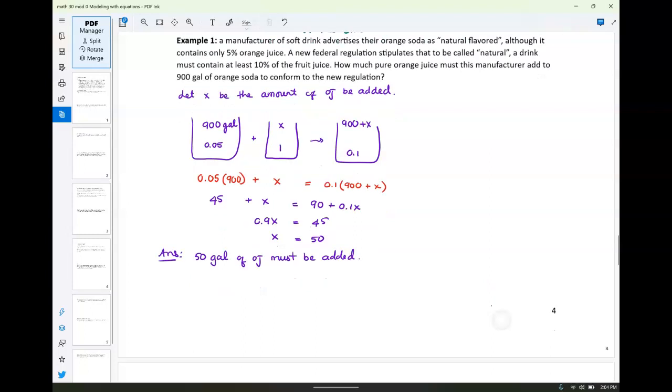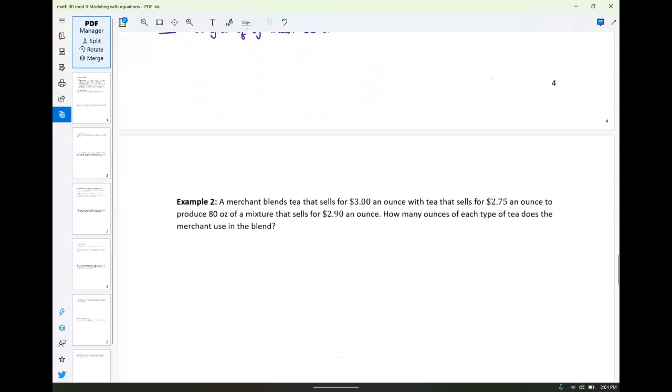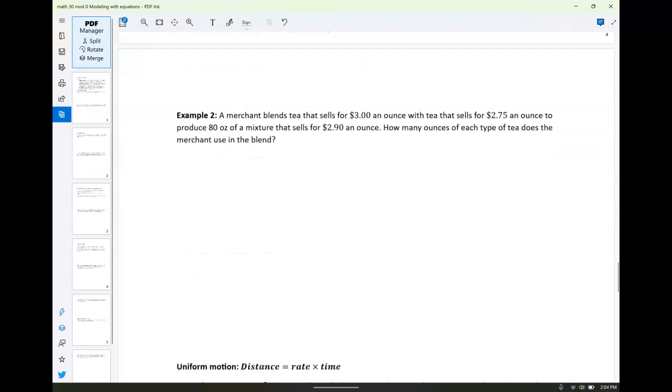Let's take a look at the next problem. A merchant blends tea that sells for $3 an ounce with tea that sells for $2.75 an ounce to produce 80 ounces of mixture that sells for $2.90 an ounce. How many ounces of each type of tea does the merchant use in the blend?